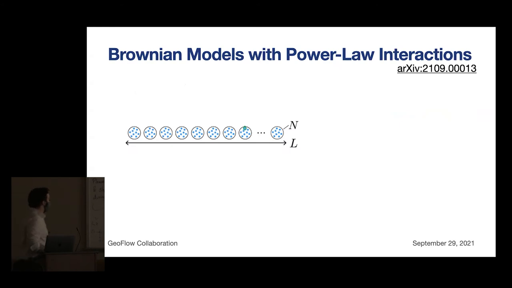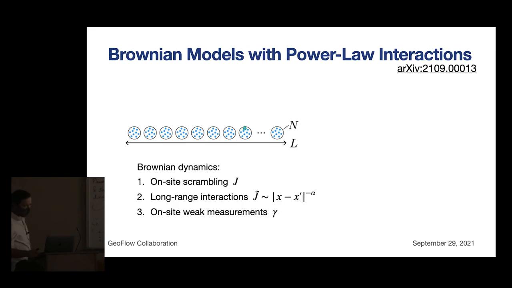Okay, so the setup I'm going to use is we're going to have L clusters of qubits. And in each cluster, there's going to be N qubits. And this N is going to allow us to have large N control over the physics, which is going to be nice. And the different clusters are going to serve as a one-dimensional chain that have long-range interactions. I'm going to consider Brownian dynamics on the system, because Brownian dynamics are strong scramblers, and they're also eminently solvable.